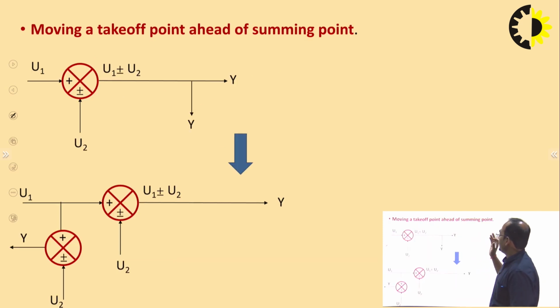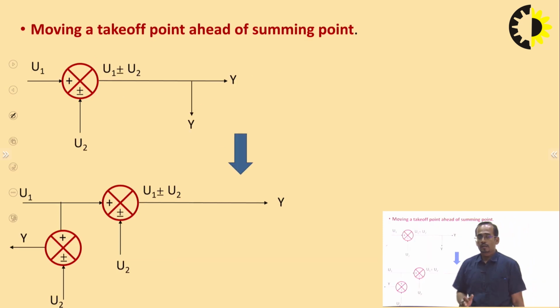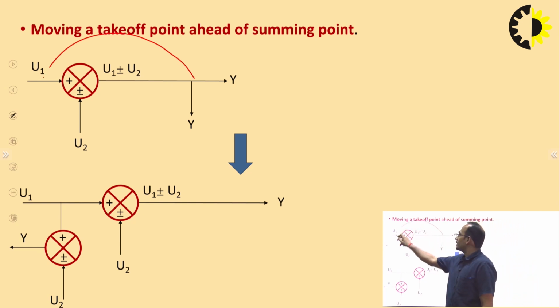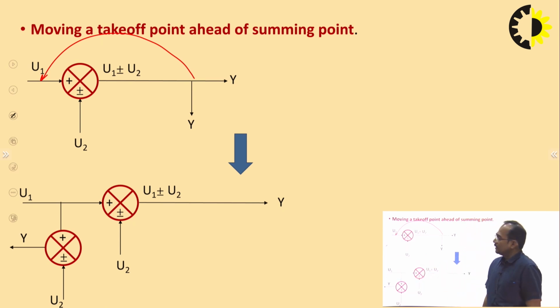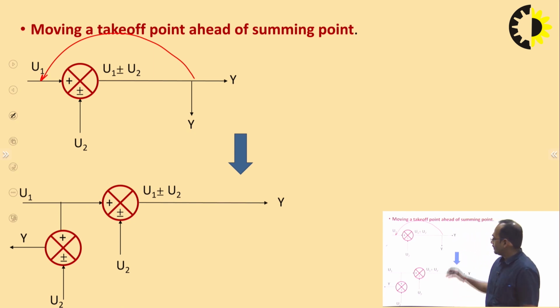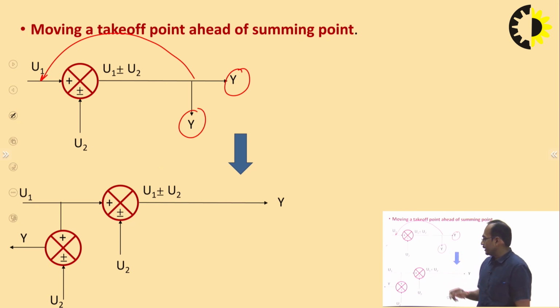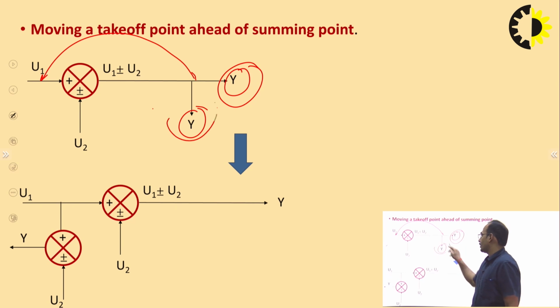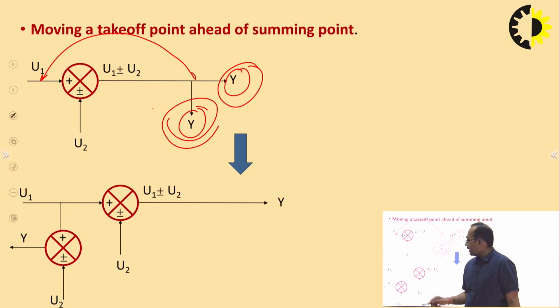Moving the takeoff point ahead of a summing point. I am shifting this takeoff point ahead of the summing point. The requirement is the same: the output should not change. Here I am getting the output y, and here I am getting the output y. So output y is nothing but u1 plus minus u2. If I shift this takeoff point, this output will be the same, but for maintaining this output y as u1 plus minus u2, what changes do I have to make?